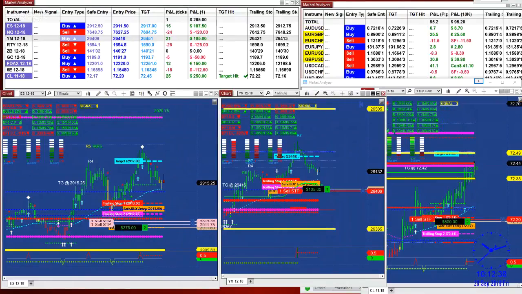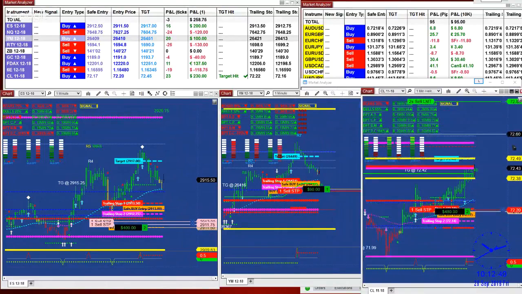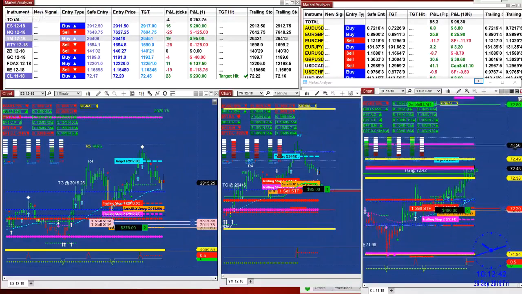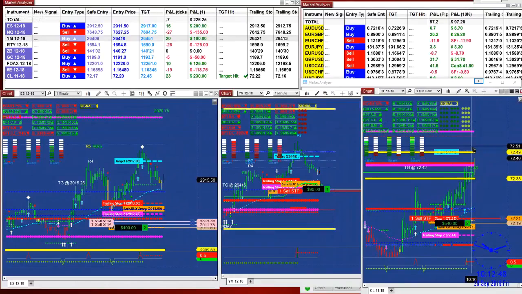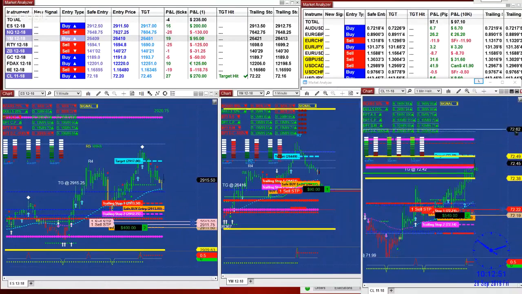It seems like the CL is going after the 72.40 on the CL. You're gonna have a problem. So if you are on, you cannot enter the market anymore on the CL. You cannot trade the CL anymore.